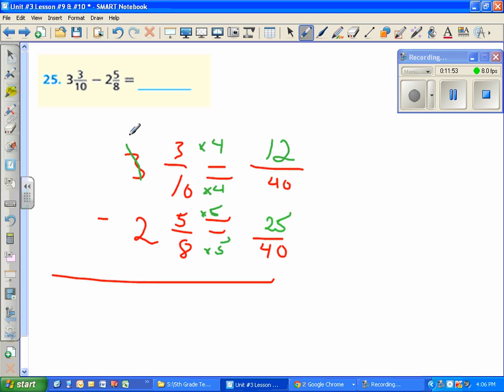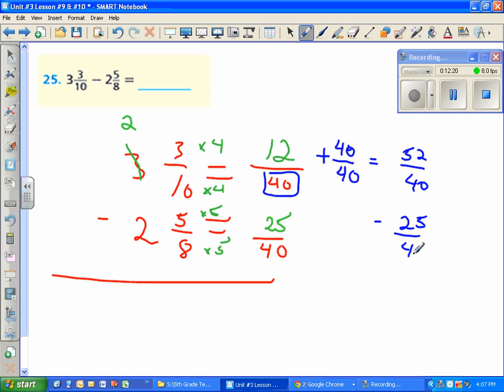Borrow from the 3, making it 2, but this is where it gets tricky. Pay close attention. What we are borrowing is 40 over 40. Why? Because that's one whole. Our denominator is 40. 40 plus 12, we're now up to 52 over 40 minus 25 over 40. So off to the side, what is 52 minus 25?